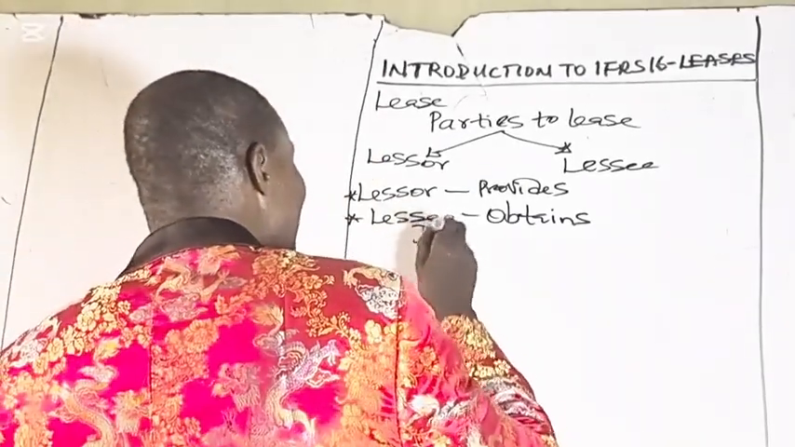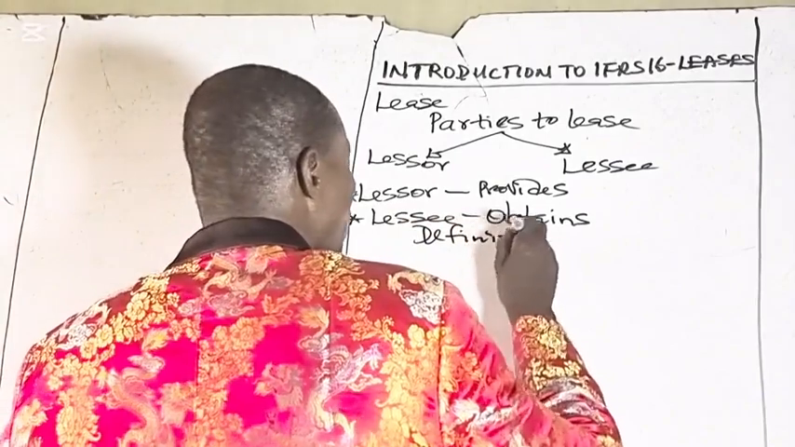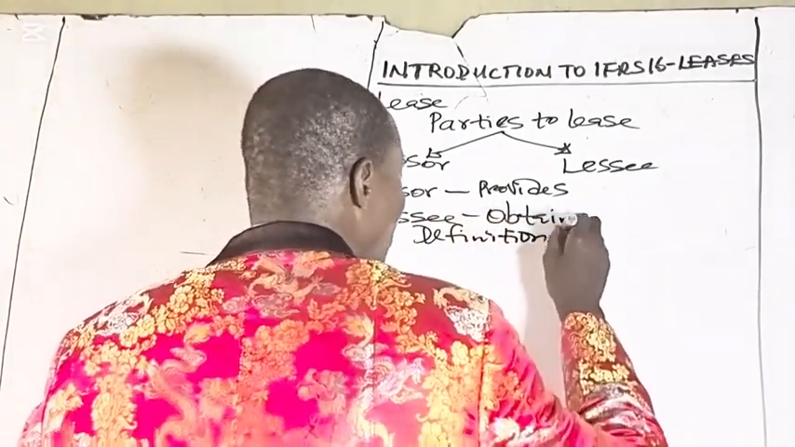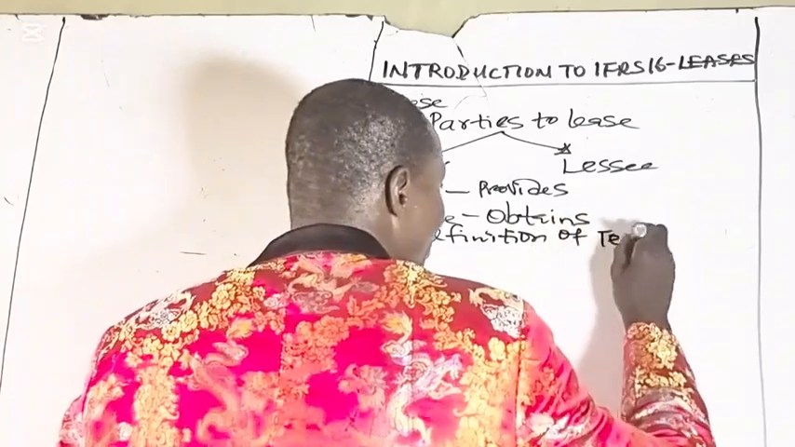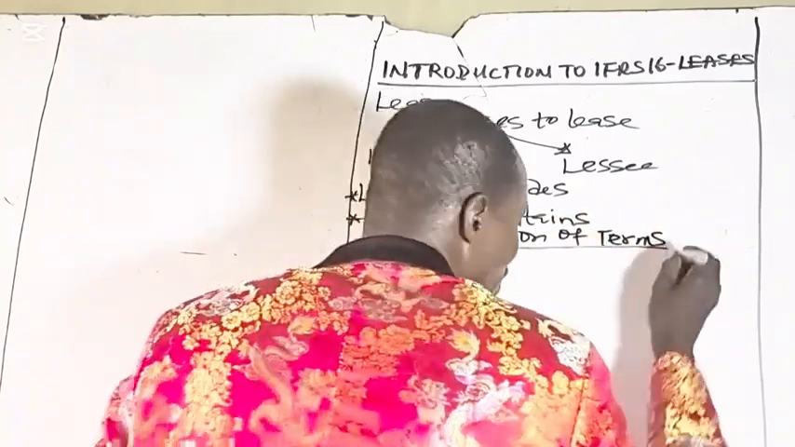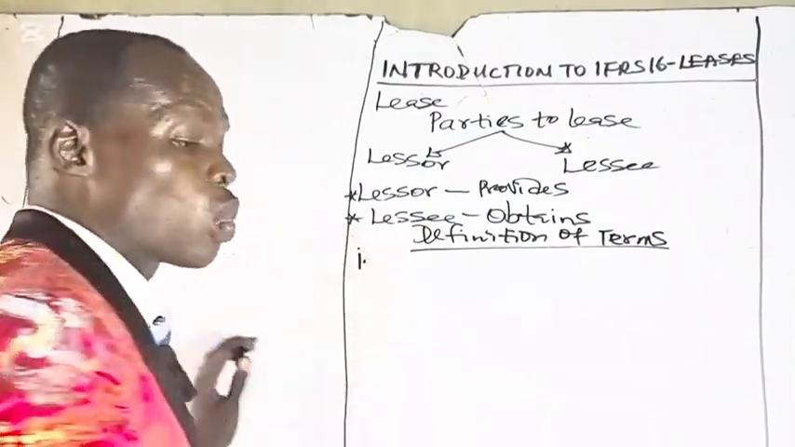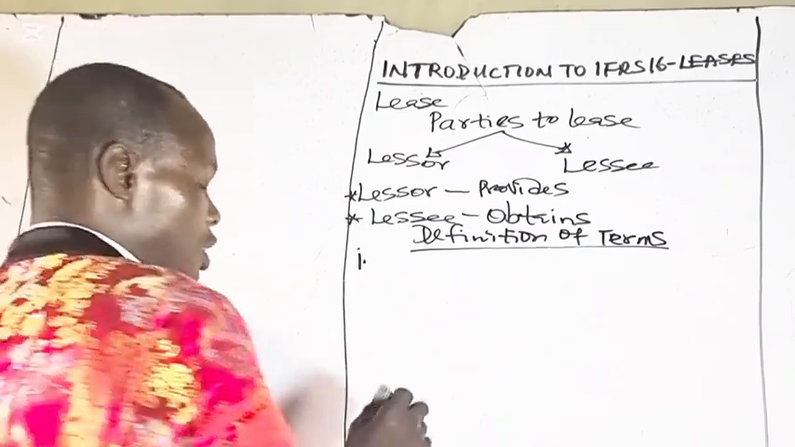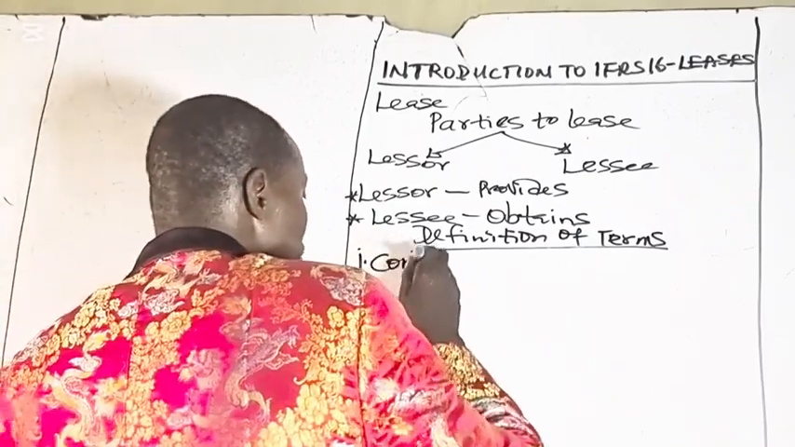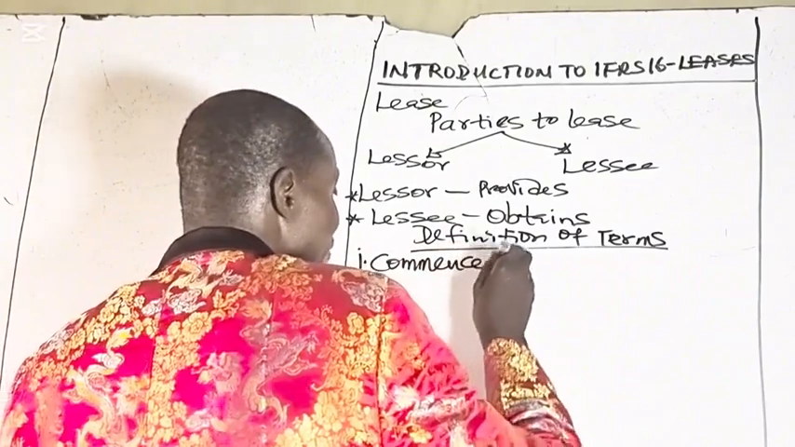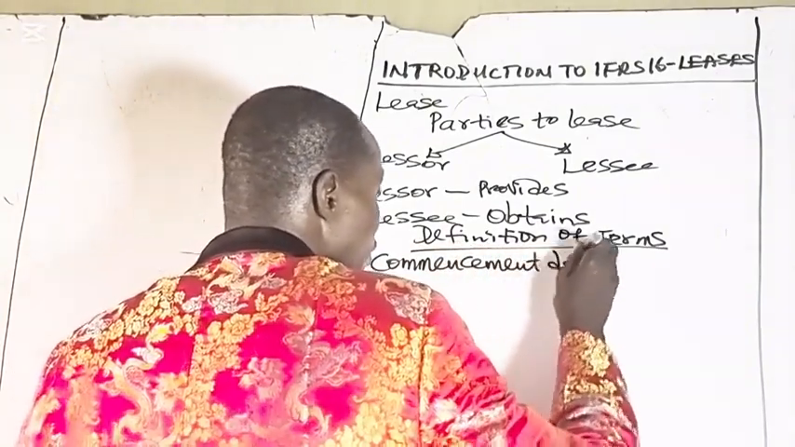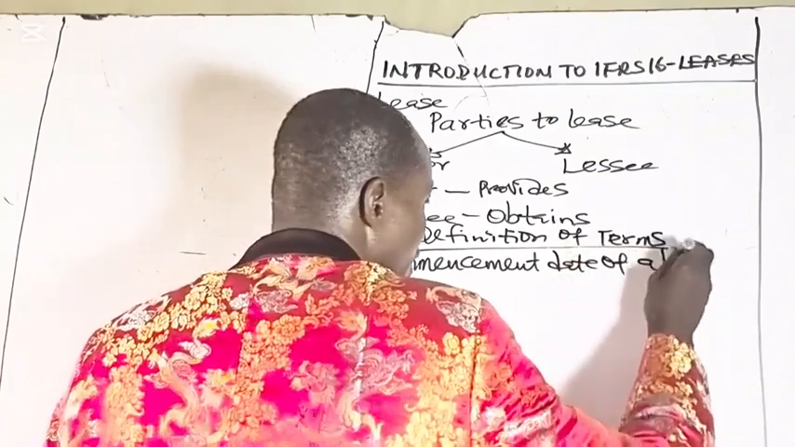So we want to look at the terminologies used in lease. Definition of terms. The number one term we will examine is the commencement date of a lease.